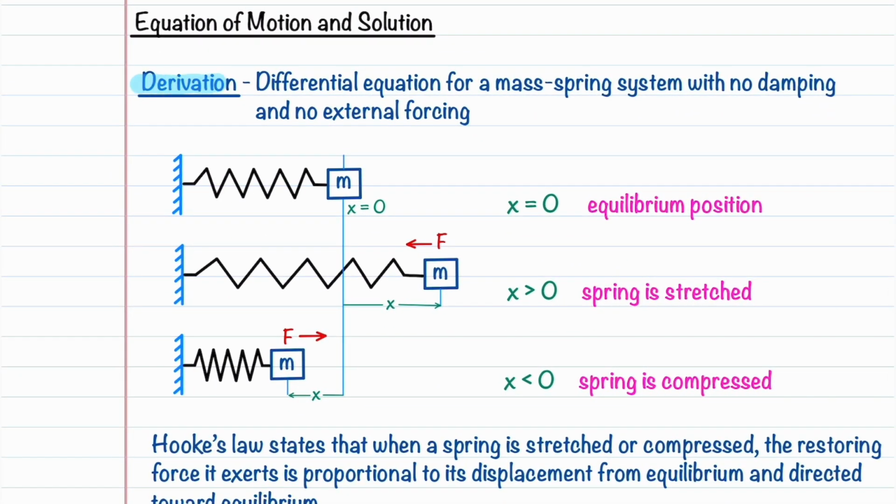Let's begin by deriving the differential equation for a mass spring system with no damping and no external forcing. We have a mass m that's attached to a spring. When the spring is not stretched or compressed, the mass is located at x equal to 0, and this is called the equilibrium position. When the spring is stretched, x is greater than 0, and when the spring is compressed, x is less than 0 because it lies to the left of the equilibrium position.